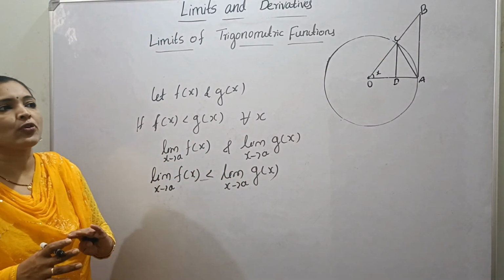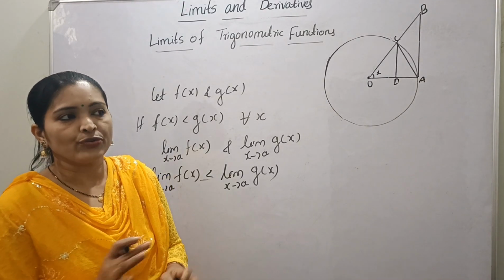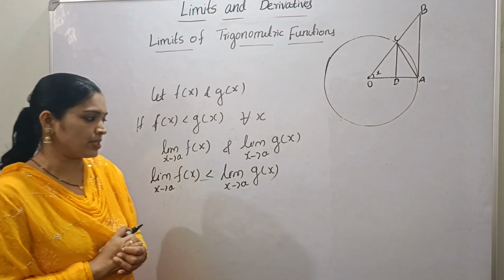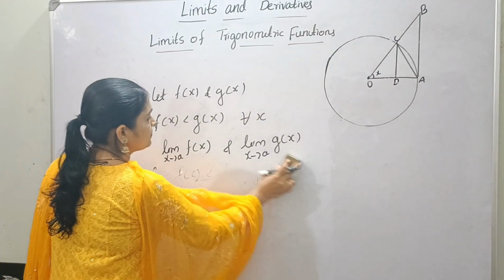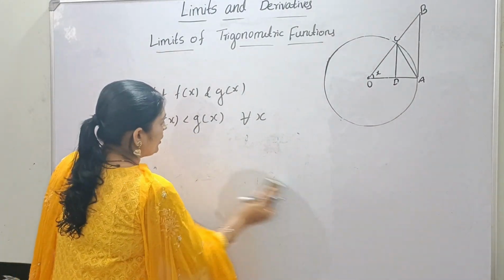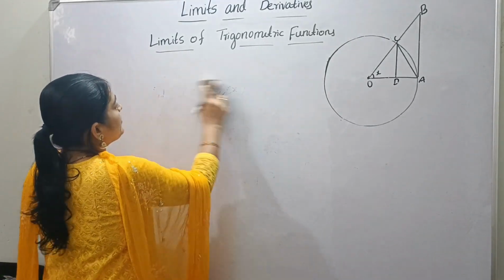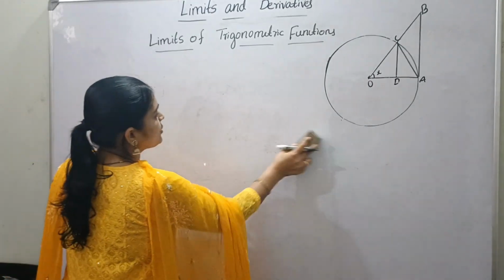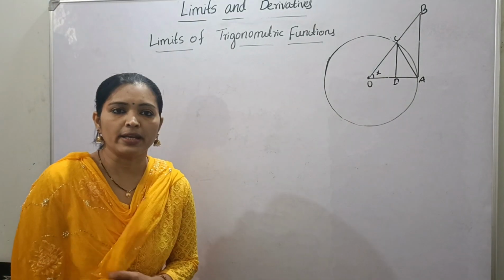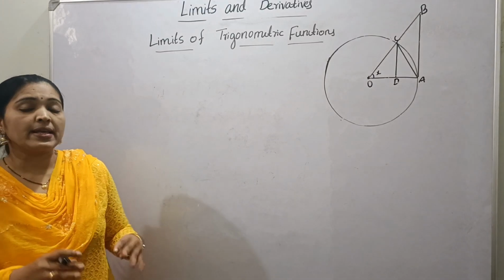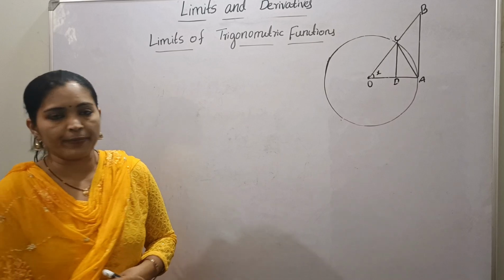This theorem is for finding the relation, that is, inequality of trigonometric functions. So remember, if f of x is less than g of x and these two limits exist, then limit x tends to a f of x is less than limit x tends to a g of x for some a, not for all a, for some values of a.